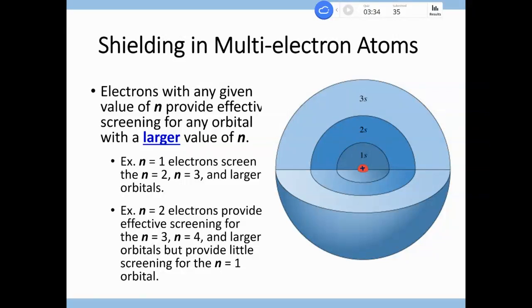The 2s electrons shield the 3s electrons from the nucleus, but the 2s electrons don't shield the 1s. You have to be closer to the nucleus to shield. Electrons close to the nucleus shield only electrons that are further away. So n equals 2 electrons provide effective screening or shielding for the n equals 3, n equals 4 and larger orbitals, but little to no screening for the n equals 1 orbital.